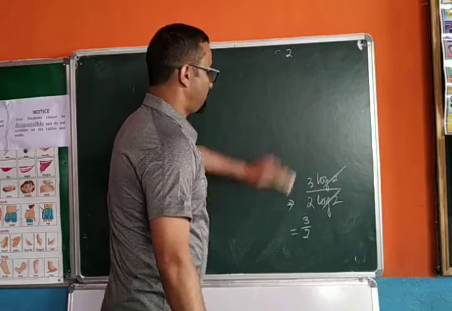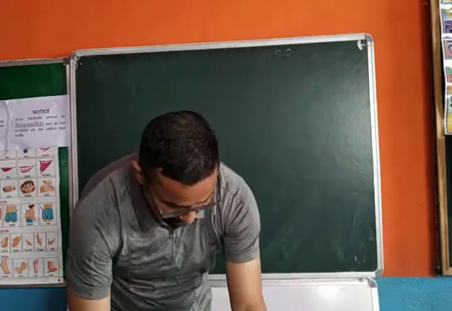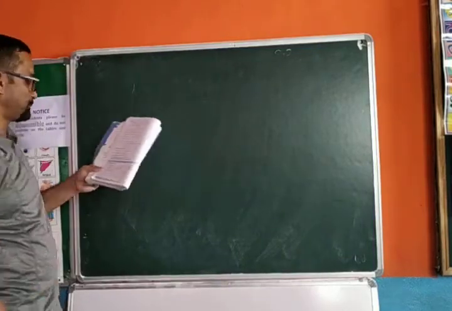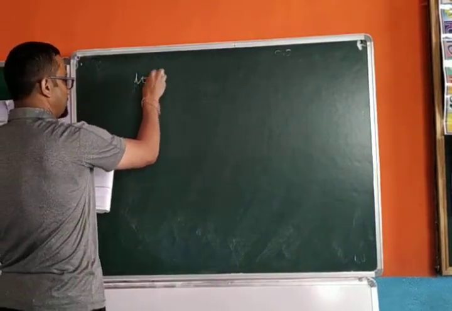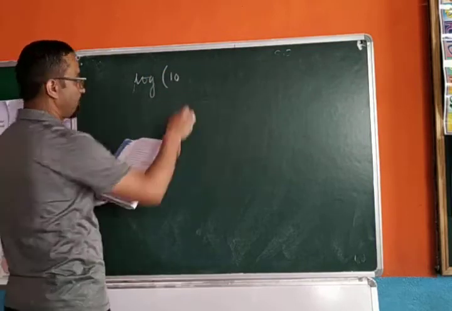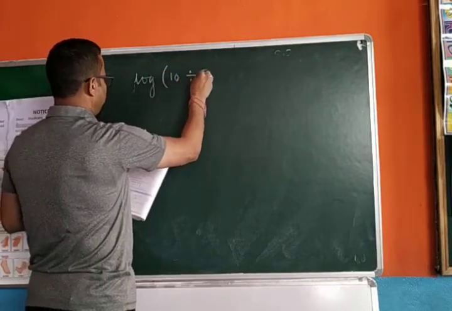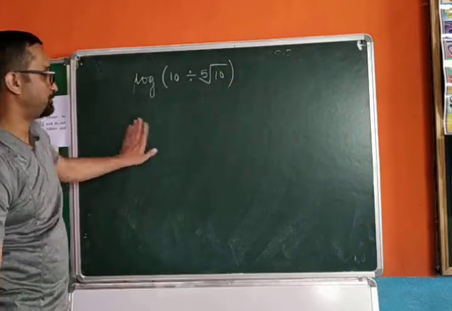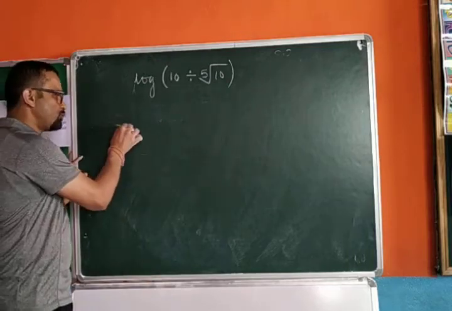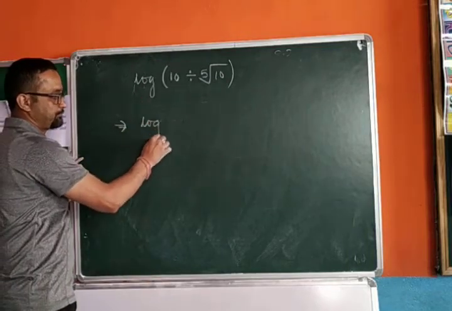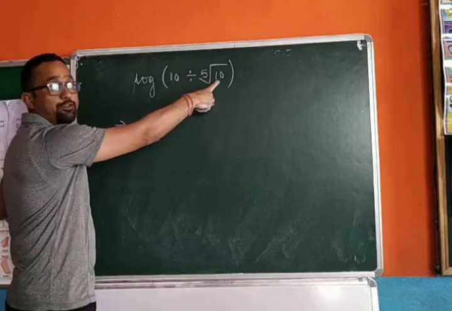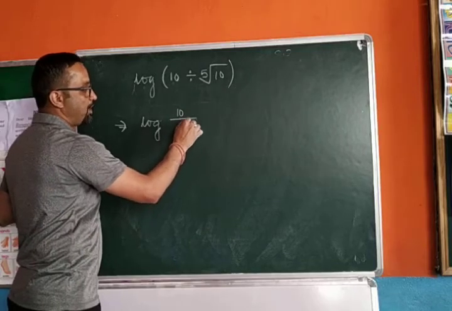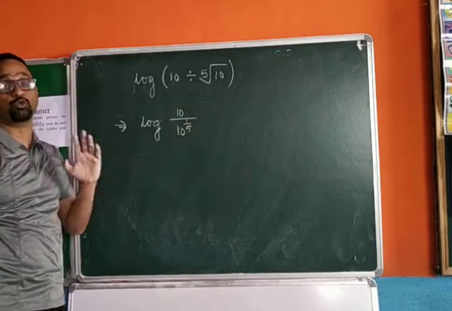Now let's do question number 2. Question says evaluate the following. Log base 10, division sign, fifth root of 10. Look at this simplification. What do we do? We write log 10 divided by the fifth root. So you write 10 divided by 10 to the power of 1 upon 5, the fifth root.